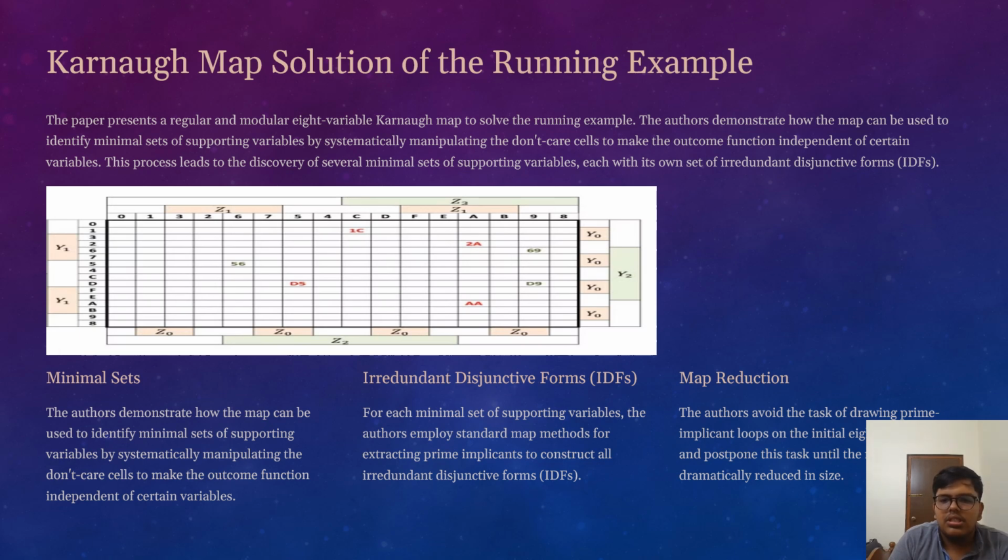The author avoids the task of drawing prime implicant loops on the initial 8 variable map and postpones the task until the map is dramatically reduced in size.